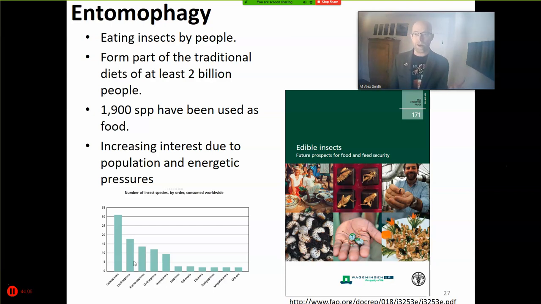diversity of insects worldwide. Take a look at the scale of the y-axis though, and realize that 30 insect species of beetle have been documented by the FAO to be consumed as a food type worldwide, and that's in relation to literally hundreds of thousands of species, maybe close to 400 or more thousand species. So a very small proportion we've explored.